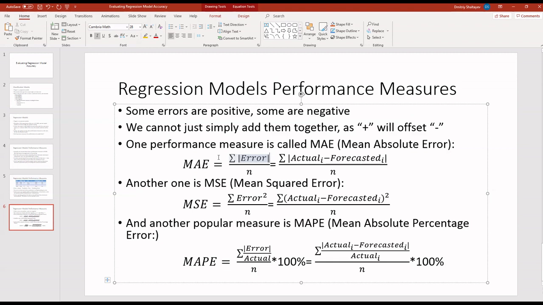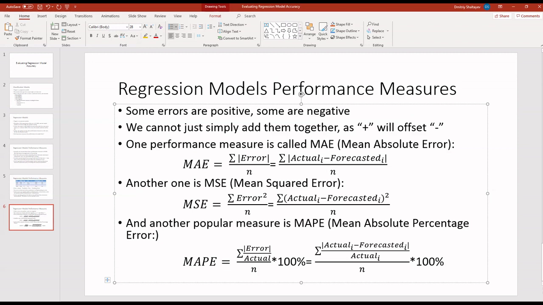Alright, in order to calculate the mean absolute error, MAE, what you need to do is take all the errors, calculate their absolute value, and after that calculate the average. So add them together, divide by n. Error is actual minus the forecasted. So you take all the errors, calculate the absolute values, add them together, divide by n.